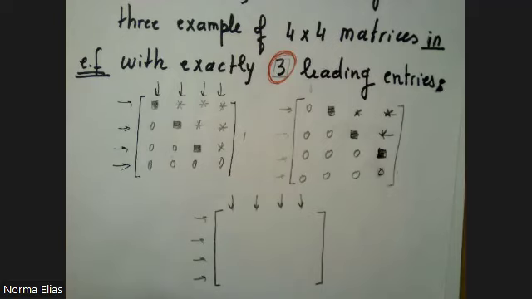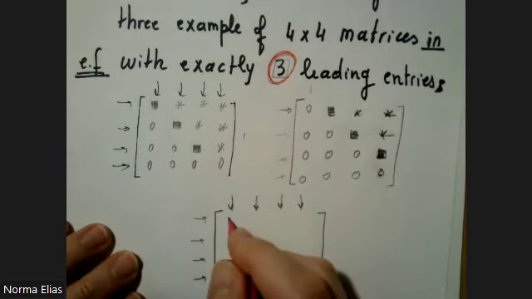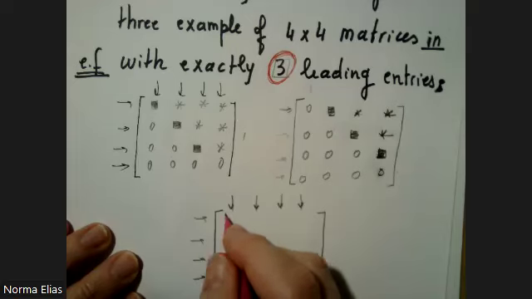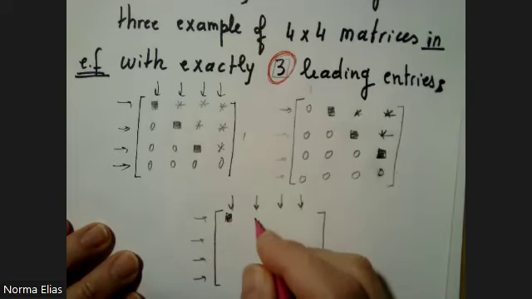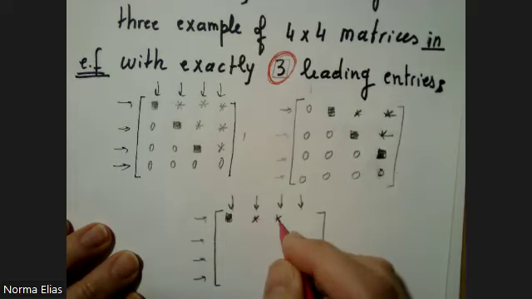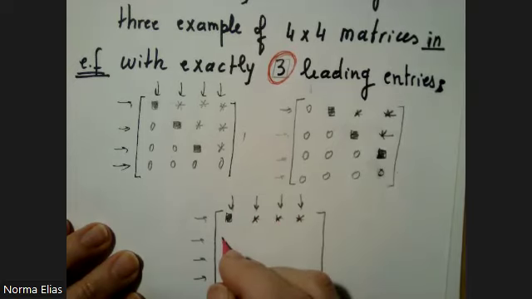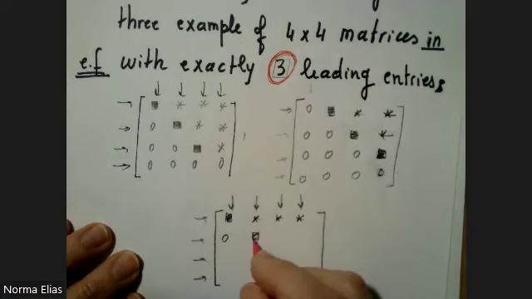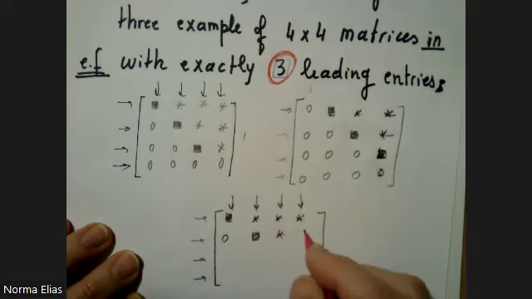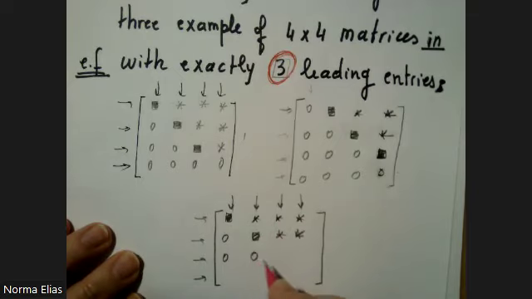Square, square, star, star, 0, square, star, star, 0, 0, 0, square, and the last row, do we just have zeros?